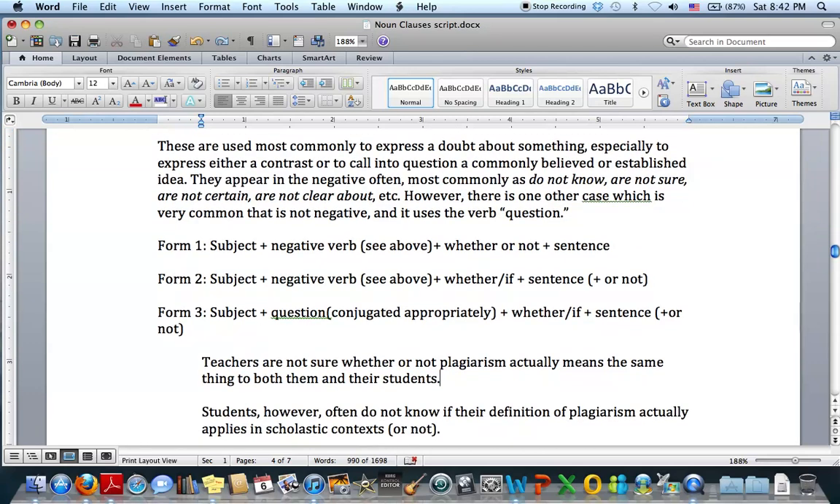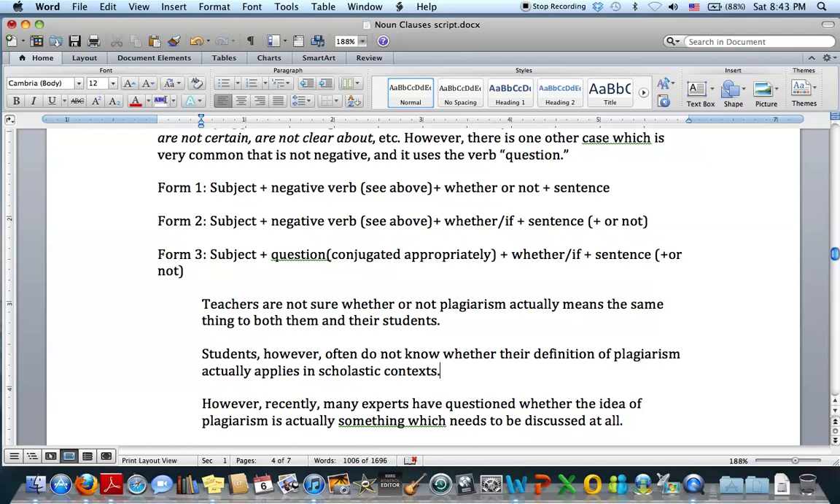Here's another one. Students, however, often do not know if their identification of plagiarism actually applies in scholastic contexts or not. This is what we had before. I have this little or not that I can put on the end. So if I want to put it there, I just get rid of these parentheses, boom, and now it's part of the sentence. If I don't want it there, boom, I don't have to have it there. I can get rid of it. It doesn't really matter. So same deal. Here's our subject, students. Here is our verb, do not know. And now we use if. We used if, we haven't used whether. I could quite easily get rid of if and instead put in whether. It's going to be the same meaning, doesn't change anything. Students, however, often do not know whether their definition of plagiarism actually applies in scholastic contexts. Same deal.